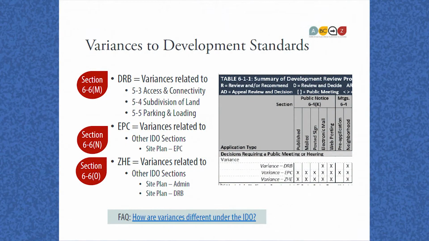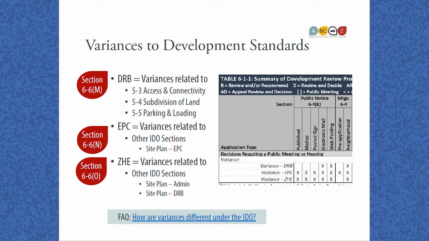Okay, variances. Let's talk about it. So we have the wiggle room of deviation or administrative amendment after that approval. If it's above those thresholds, then what they're really asking for is a variance. A variance is an exception to the standard in the Integrated Development Ordinance.